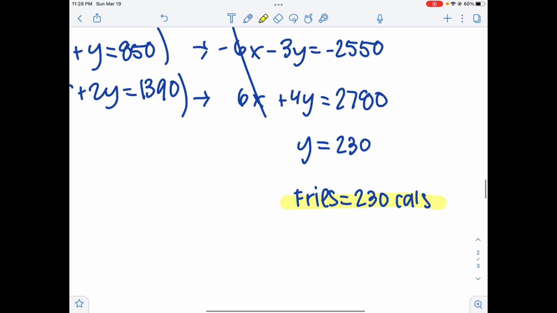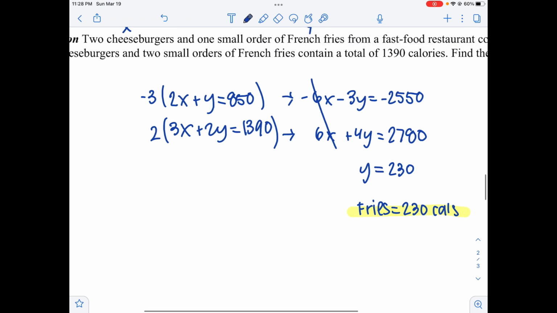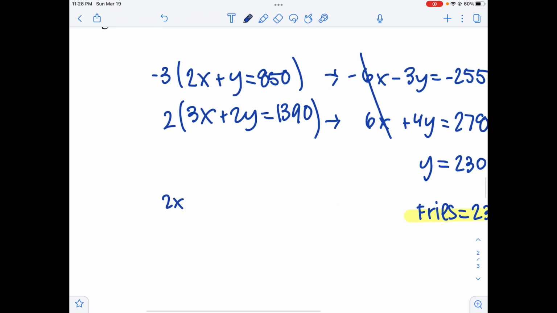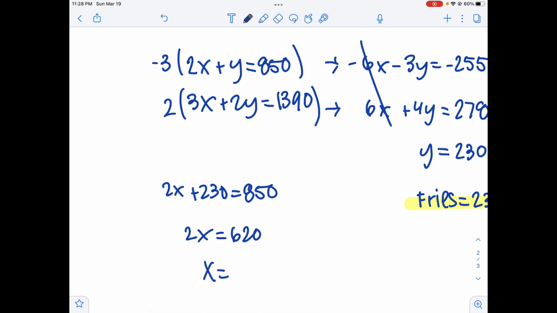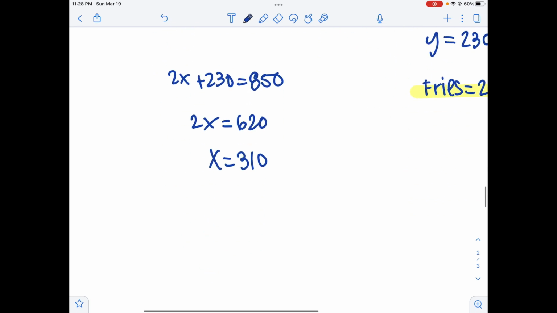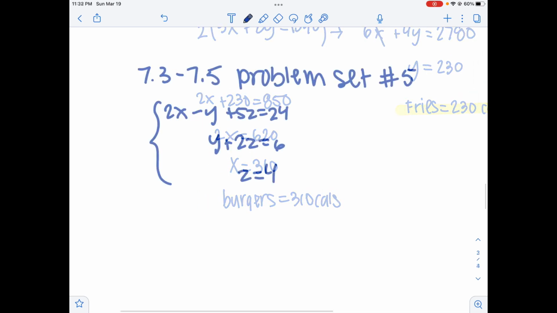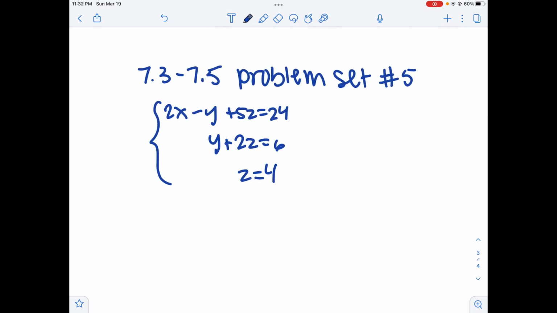Now we're going to plug y back into the first equation since it's easier. So we get 2x plus 230 is equal to 850, and 2x is equal to 620. And so x is equal to 310. So the burgers contain 310 calories.